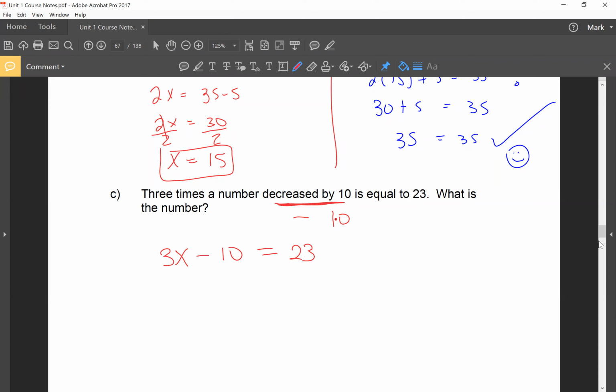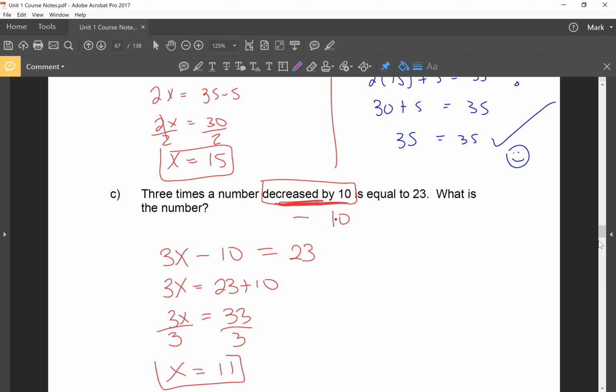3 times a number decreased by 10. So I'm taking 3 times the number and I'm removing 10. Decreased by 10 means subtract 10. We haven't really seen one like this before, but that doesn't mean that you can't do it. 3 times a number, then take that number and remove 10. So 3x minus 10 is 23. 3x is 23 plus 10. 3x is 33. And I divide both sides by 3 to get 11.